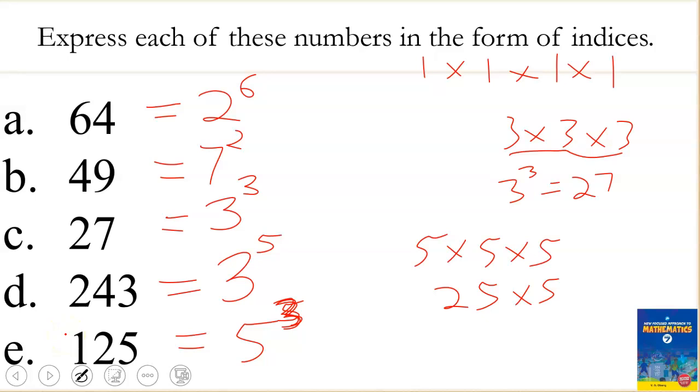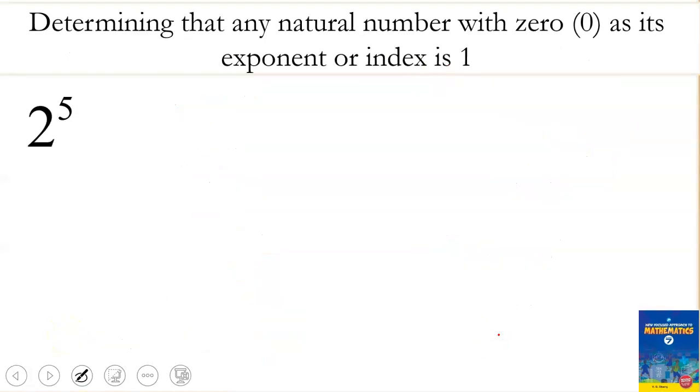All right, the last thing we want to talk about is determining that any natural number with exponent of 0 is always giving us 1, or any non-zero number raised to the power 0 is 1. How do we prove this? That is what we want to do as the last thing. We want to start with 2 exponent 5. You know 2 exponent 5 will give us 32. That means 2 times 2 times 2 times 2 times 2, 5 times, will give us 32.